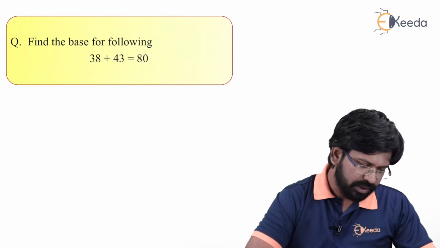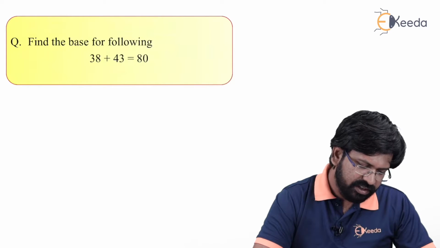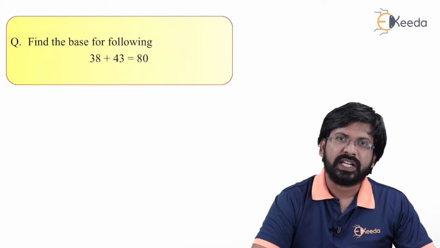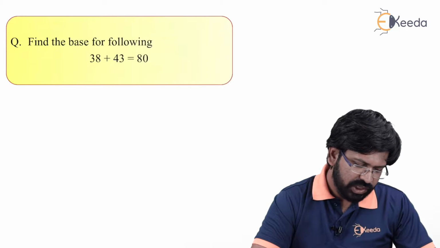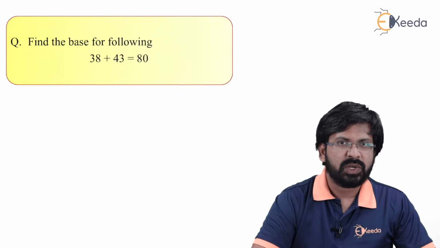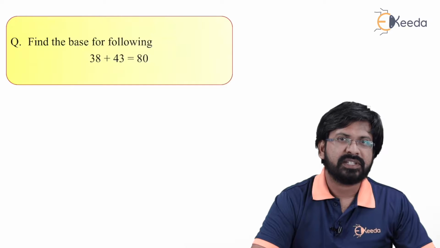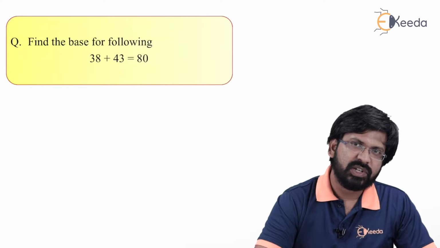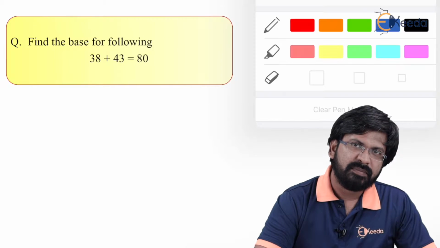Question number 1 is appeared on your screen. It says find the base for the following where 38 plus 43 equal to 80. It is quite sure that 38 plus 43 is not equal to 80 if we assume it is base 10, that is decimal number system, right? So this is something else. Let us try to find. Assume that base is b.